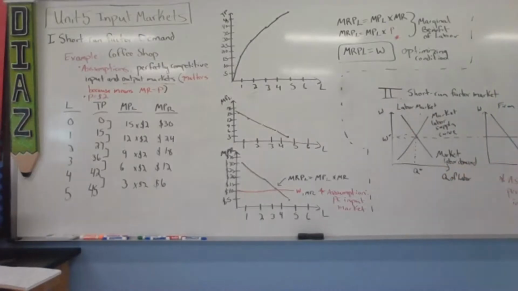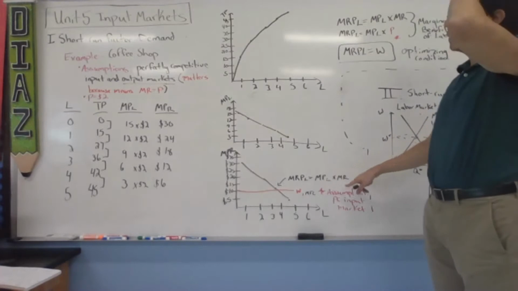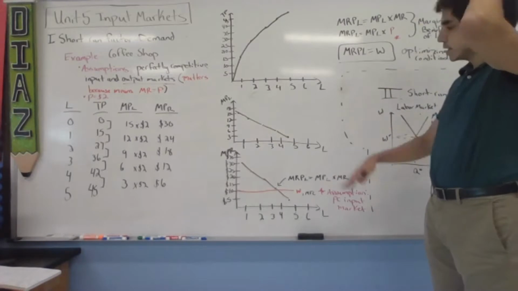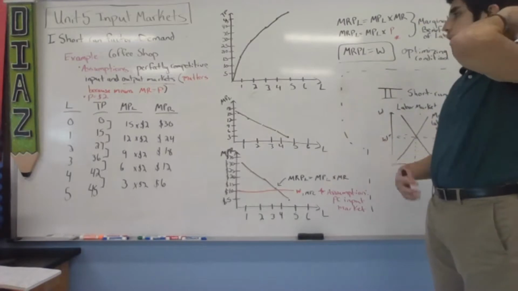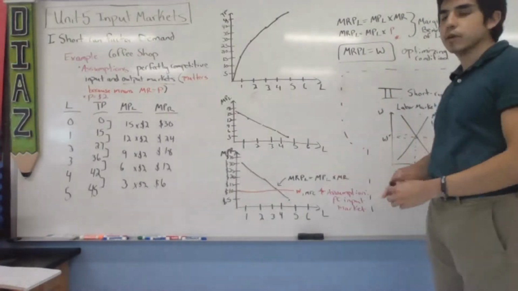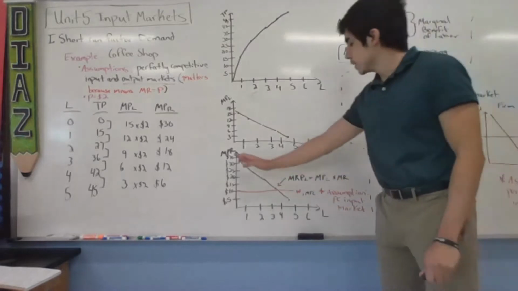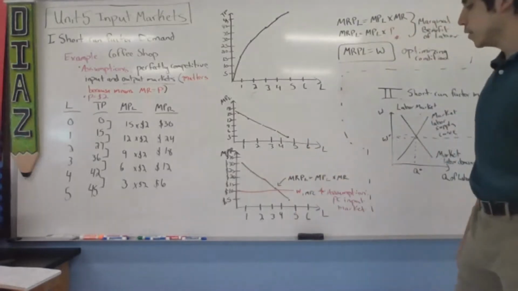And then the marginal revenue product of labor curve really is this, right? It's the marginal product of labor times the marginal revenue, right? Because this is a perfectly competitive output market, the marginal revenue is the price, right? The change in revenue is the price. So that's how we were able to come up with the marginal revenue product of labor curve.